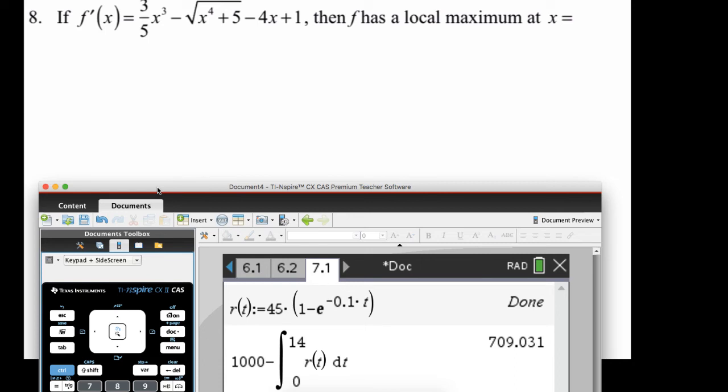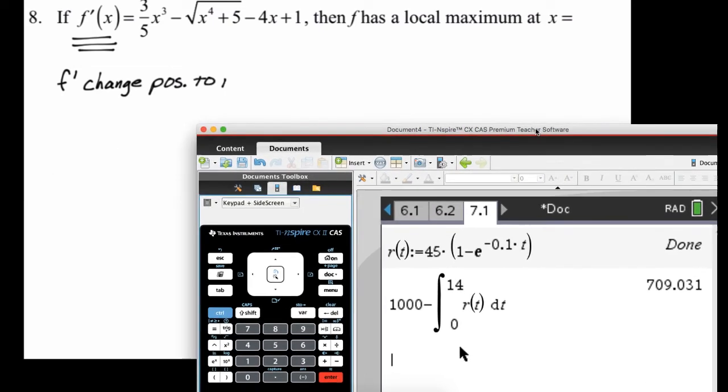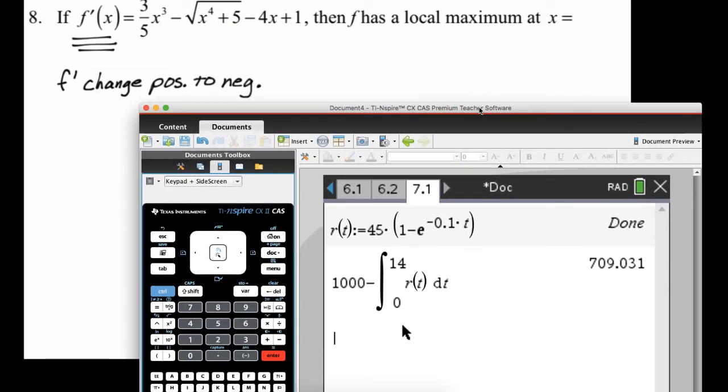All right, if f prime, I thought that was gonna be a fast problem when we were doing it. If f prime is 3/5 x cubed minus the square root of x to the 4th plus 5 minus 4x plus 1, then f has a local maximum at x equals. Okay, so I know how to do this, right? For a local maximum, I'm given f prime, which is a little weird. I just need f prime to change from positive to negative. So this question's strange because all I need to do is graph this function.